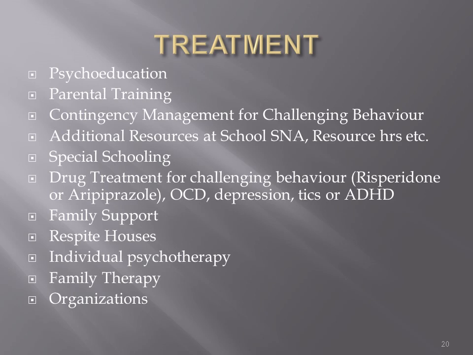Family support is very, very important, and respite houses. For example, if the parents have to go somewhere else and they find the child's behavior very, very difficult, or they want a break of 1 or 2 days a week or a month, they can send the child to a respite house for a day or two. Individual psychotherapy can work in the adolescents, and then family therapy if there are disturbances in family dynamics. And then there could be different organizations, for example, Aspire in Ireland, and other organizations.